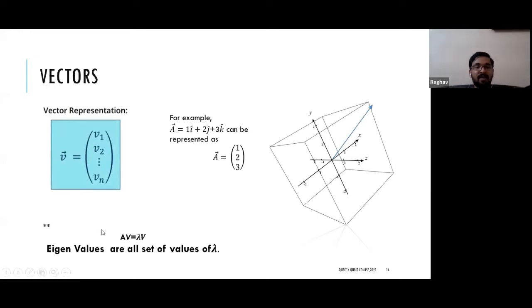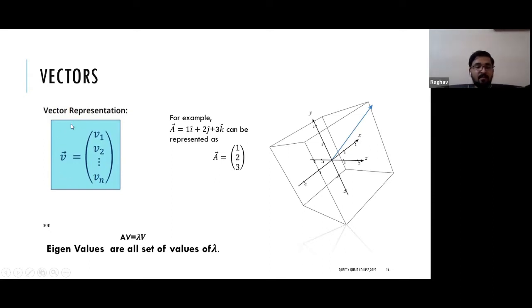So let us start with vectors. We know what vectors are. Vectors are quantities which have both magnitude and direction. So we have seen this type of representation of a vector, where i cap is a unit vector parallel to the x-axis, j cap is a unit vector parallel to the y-axis, and k cap is a unit vector parallel to the z-axis.